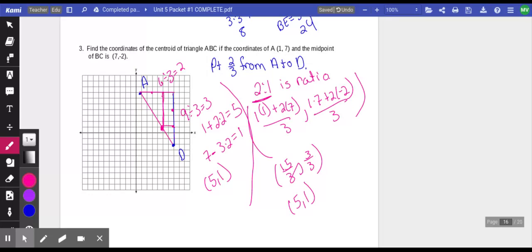From A to D vertically is 9. So I do 9 divided by 3. So then I want to do 7 minus 3 times 2. And I know that I want to do minus because I need to go down, which gives me the coordinate 5, 1. If I use my formula, I do 1 times 1, which is the A x-coordinate, plus 2 times 7, which is D, the x-coordinate, divided by 3, comma 1 times 7, which is the y-coordinate of the first point, plus 2 times -2, which is the y-coordinate of the second. And I also get the answer 5, 1.